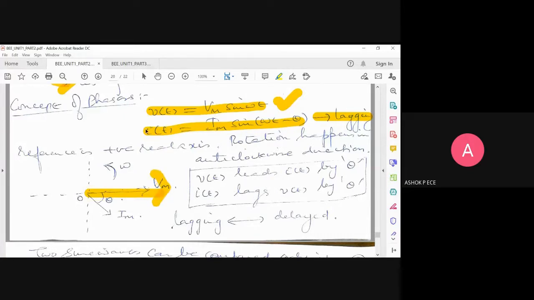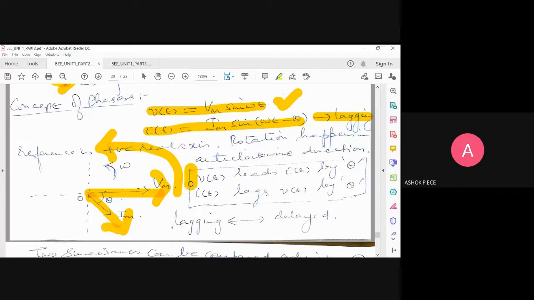Next, look at the expression for current. I of t equal to Im sine omega t minus theta. Lagging means you should draw it below. Or I can say Vm should come first and Im should come after that. Always the rotation is anti-clockwise, right? So when anti-clockwise rotation takes place, Vm should always go first and Im should always come behind Vm, because the current is lagging the voltage by theta, and minus theta means you have to draw it below. So Im is lagging your Vm by theta degrees.